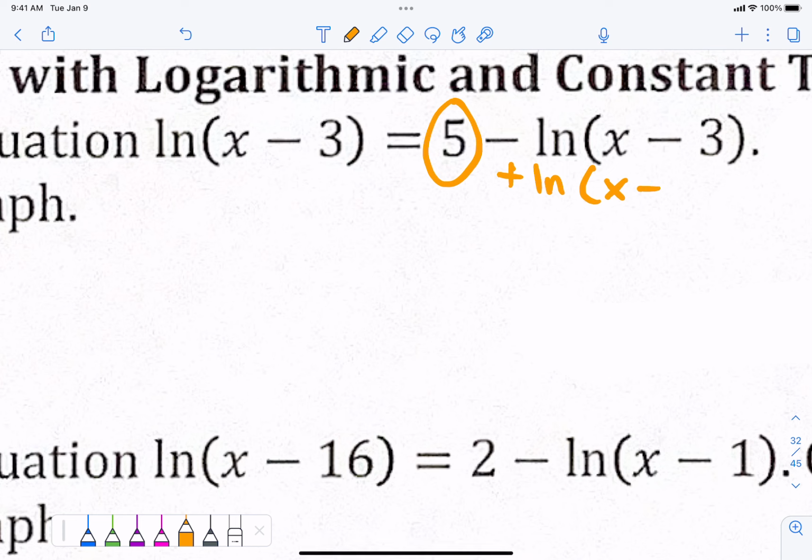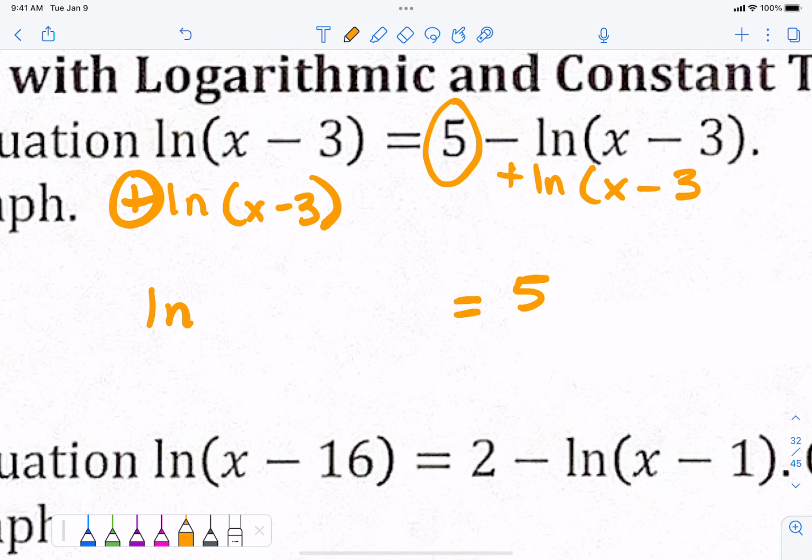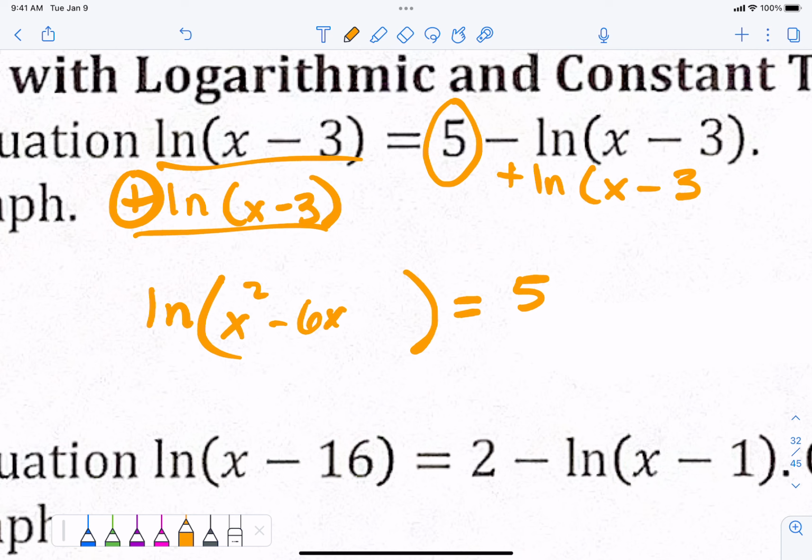Minus 3. Minus 3. And we've got ln of, we're adding ln of x minus 3. That would be ln of x squared minus 6x plus 9. So if we combine them, we have this ln plus this ln, and if I want to combine them, I have to multiply, right? So x minus 3 times x minus 3 is x squared minus 6x. Do I want to do that though?